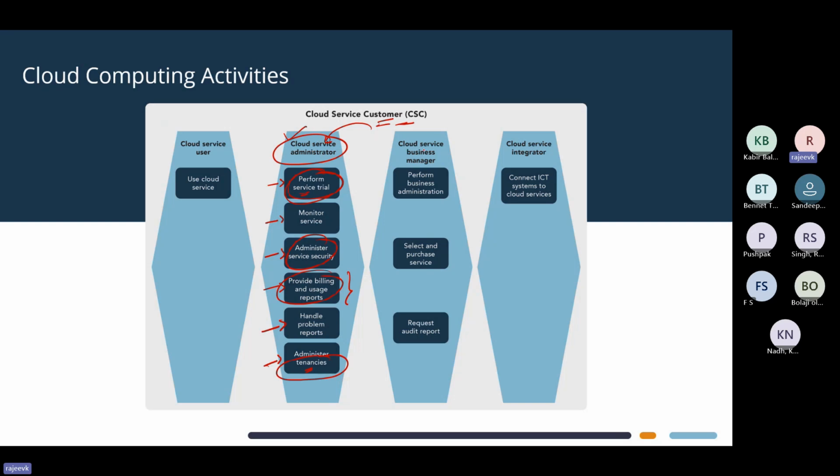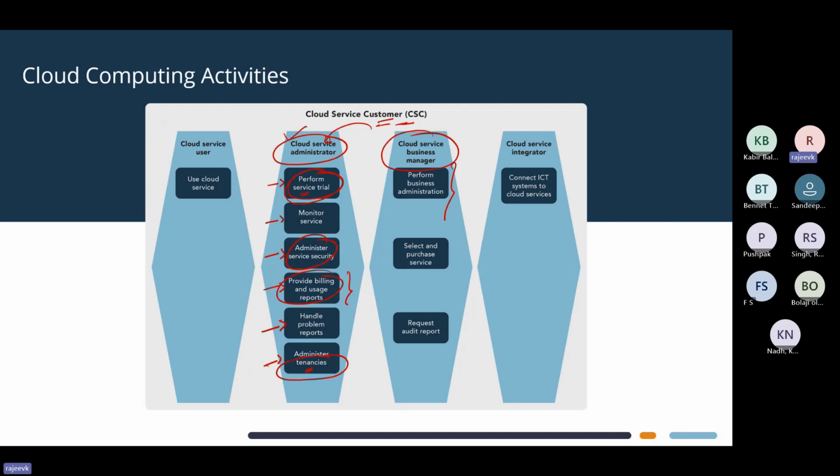But at the same time, the cloud service customer also has their own business. So there is a business manager who will ensure that they perform the business administration. The customer here manages the business aspect of the use of cloud service, including accounting and financial management, right? You have to purchase the product, but for that you have to take proper permission, right? Proper information goes to the business administration team there.